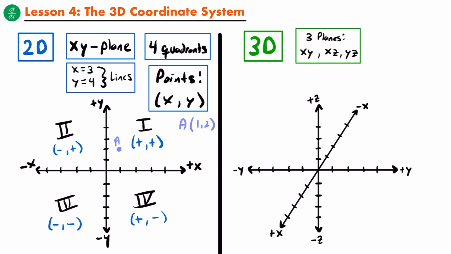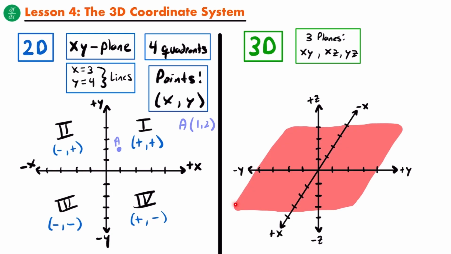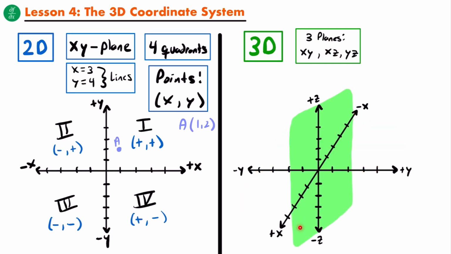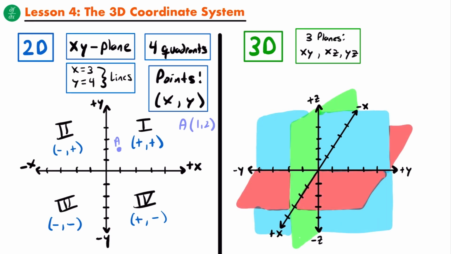The xy plane, which looks like this, right? It's the plane formed by the x and y axis. Then we also have the xz plane, which looks like this. It's the plane formed by the x and z axis. And then there's the yz plane, which looks like this. It's the plane formed by the y and z axis. It looks pretty similar to the xy plane in two dimensions, right? It's the plane straight in front of you. But now if we put all three planes together, you get something that looks like this.